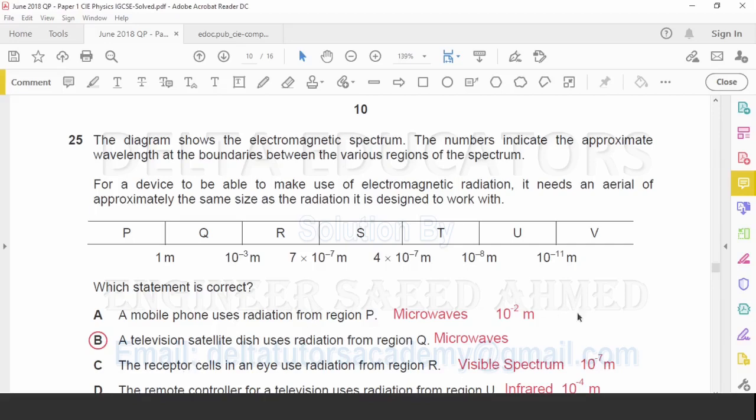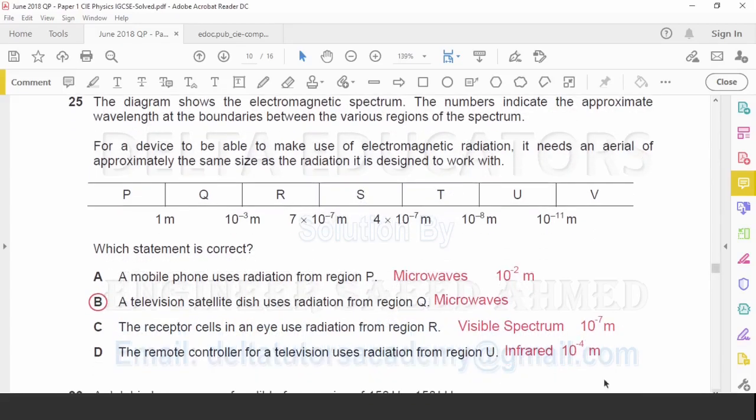Option C. The receptor cells in an eye use radiation from region R. The receptor cells in the eye use the visible spectrum, and for the visible spectrum the wavelength is in the range of 10 power minus 7 meters. Now here 10 power minus 7 meters is in the range of S. At the boundary of R it is given 7 into 10 power minus 7, and at the boundary of S it is given 4 into 10 power minus 7. So this S represents the visible spectrum and here it is given R, so this option is incorrect.